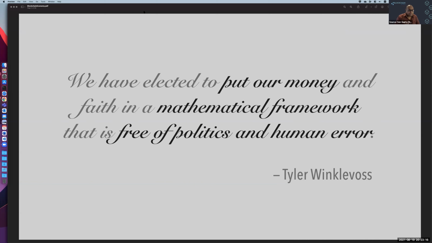So the comment that we're starting with is: we have elected to put our money, and faith in a mathematical framework. First of all, why money? What's the evolution of money and what has it got to do with this? And what's mathematical about it? What are the pieces that we're talking of? And the claim is it's free from politics and human error. The question that we would like to ask is, is it? So what's the politics and what's the human error that we're trying to avoid?